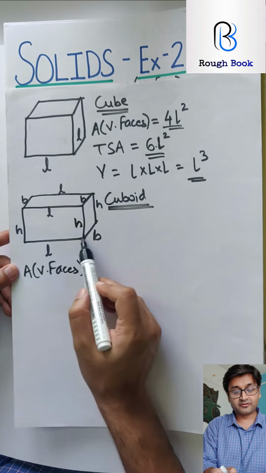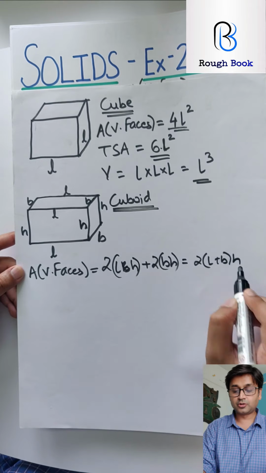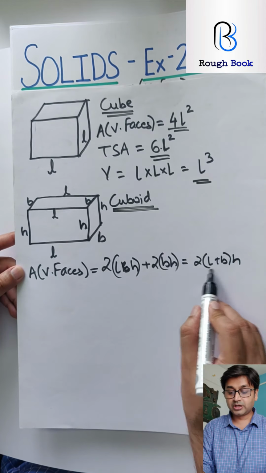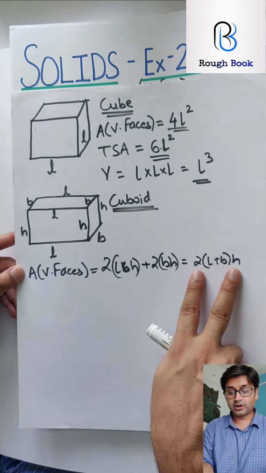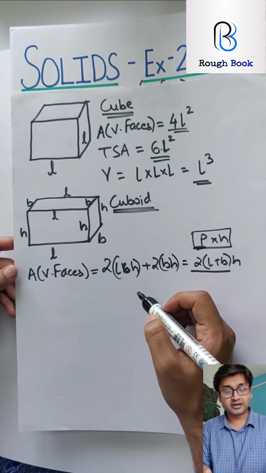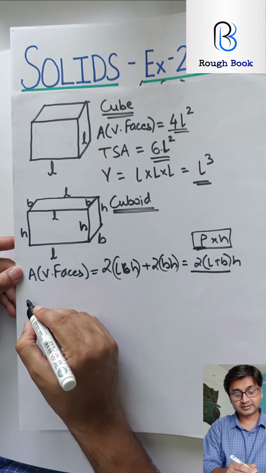So twice. I can pull two common, length plus breadth. I can also pull height common. You can basically take 2 and h common, L plus B will be left, but you write it this way so that twice length plus breadth is perimeter into height. So it is easy to remember that way. So perimeter into height is the area of vertical faces, four vertical faces.